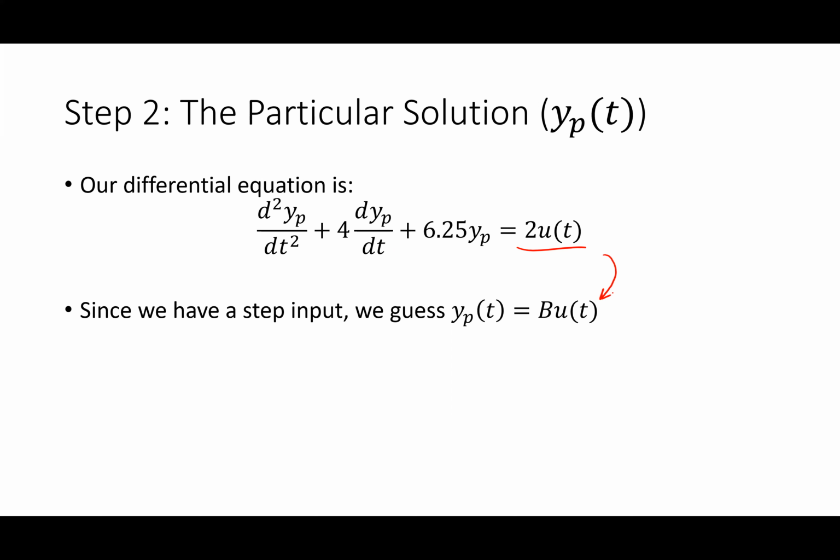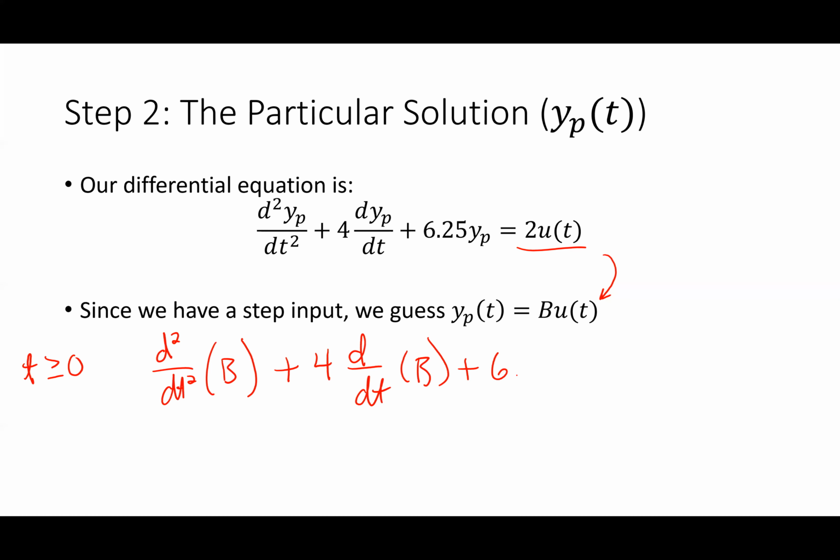So I say I have d squared by dt squared of b, and I do this for t greater than or equal to 0, right? I don't worry about the u of t. I don't want to think about derivatives of that step input. So this becomes the second derivative of b plus 4 times the derivative of b plus 6.25 b equals 2.